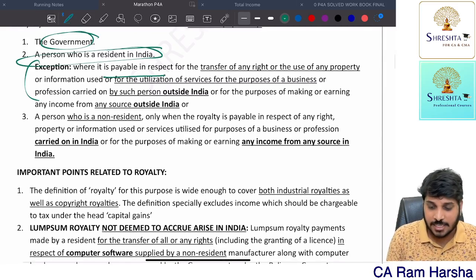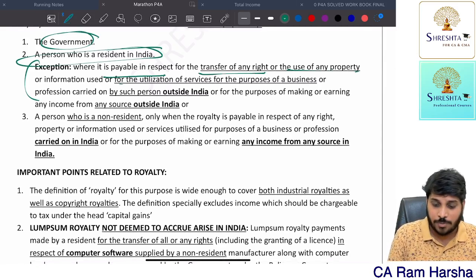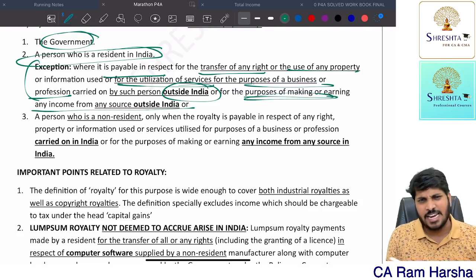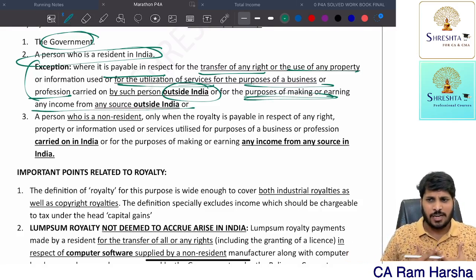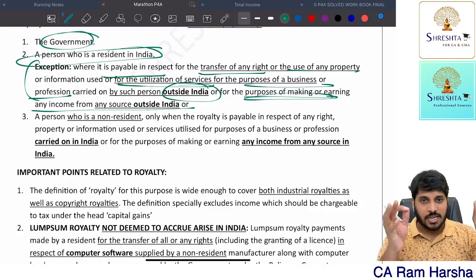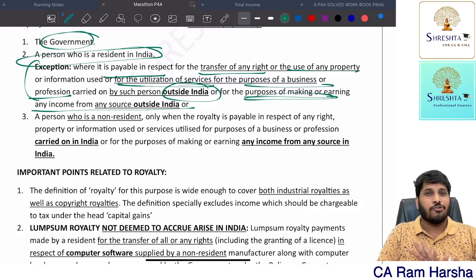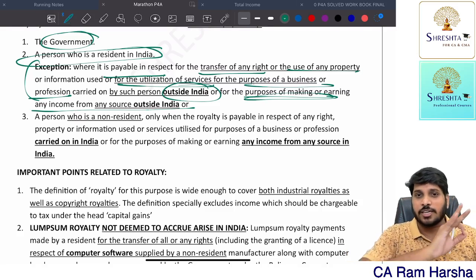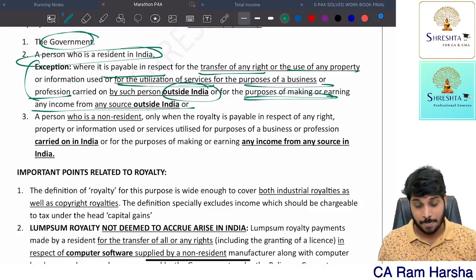Where it is payable in respect of transfer of any right or use of any property for utilization of any service, for business or profession outside India or for the purpose of earning any income outside India. Simple, I am getting royalty for some service I rendered. This service is used where? Outside India. Whatever royalty income I am getting, fully, this is not treated as deemed to accrue or arise in India.